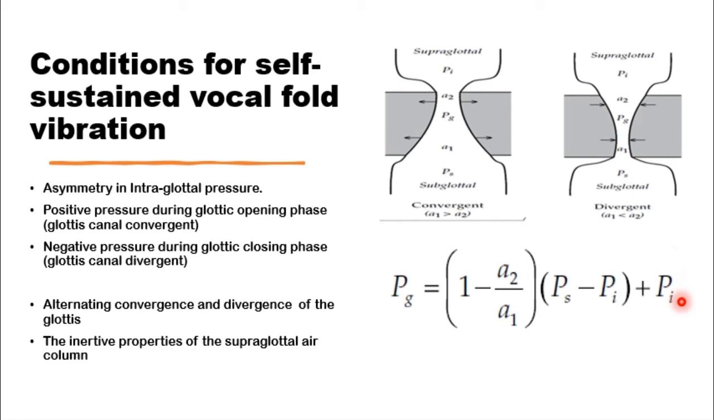The second entity is the supraglottal vocal tract pressure. So as we can see, the condition for having an asymmetry in the intraglottal canal can be fulfilled by these two mechanisms: the alternating convergence and divergence of the glottis, and the inertive properties of the supraglottal tract that determines the second entity, and we shall go through these in this presentation.